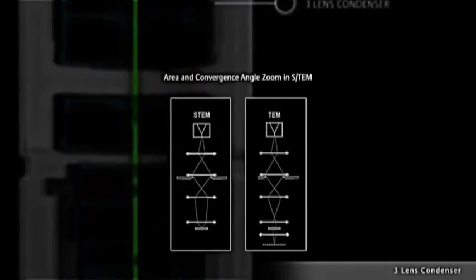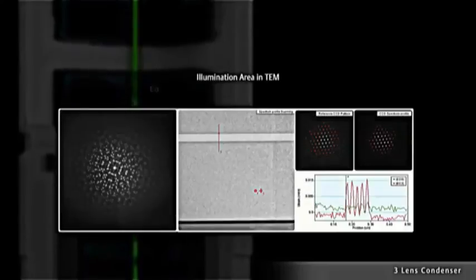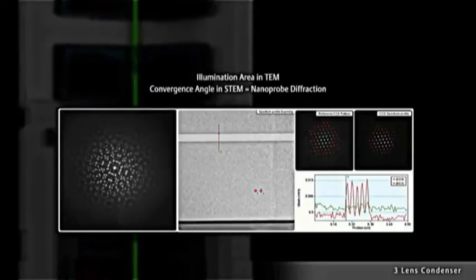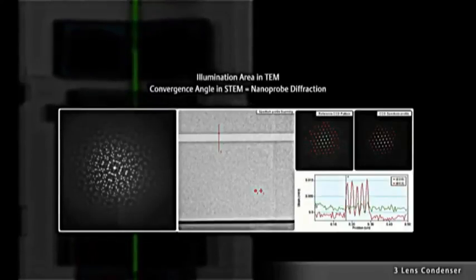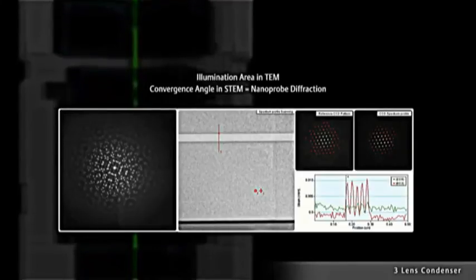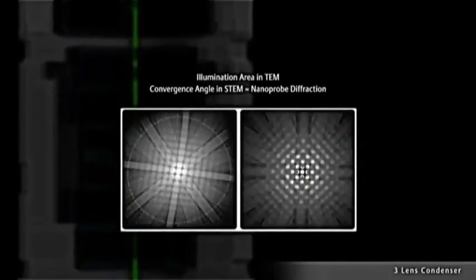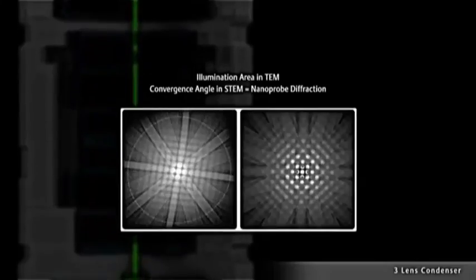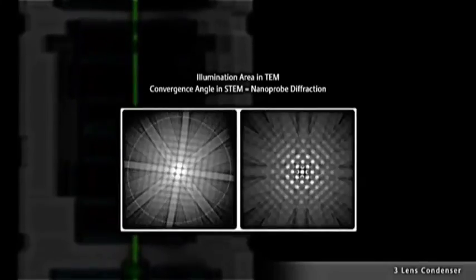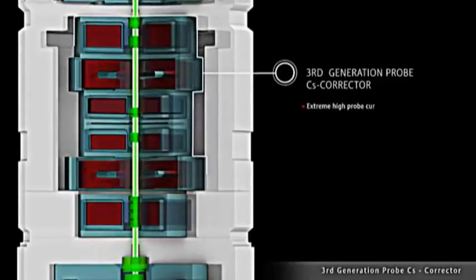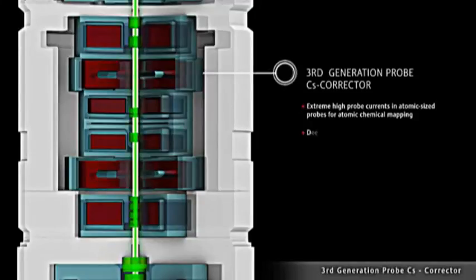The range in convergence angles is extremely broad for focused probe mode applications, from ultra-small angles in nanobeam diffraction applications used in strain measurements to large convergence angles in CS-corrected HR STEM imaging or convergent beam electron diffraction applications for structural research. The D-Core probe CS corrector enables extremely high probe currents in atomic-sized probes for atomic chemical mapping and deep sub-angstrom STEM imaging in bright and dark field applications.